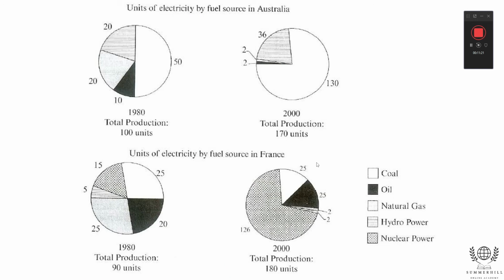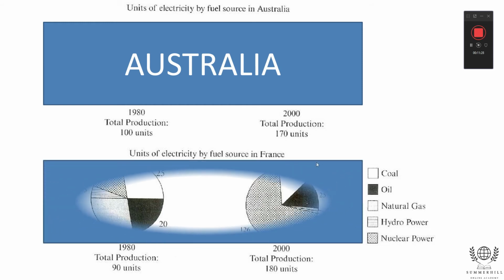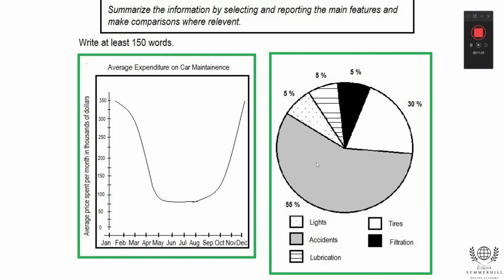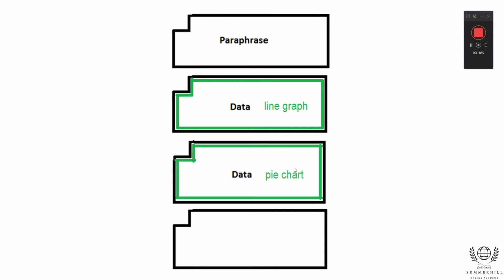Or we could spend one paragraph talking about just trends in Australia in 1980 and 2000, and maybe just the different trends in France in 1980 and 2000. So in the first step, we're just trying to divide the information. And here we got 2 graphs, 2 charts, making it pretty easy for us. We know that we're going to spend 2 body paragraphs describing the data, and we're going to spend 1 paragraph talking about the line graph and 1 paragraph just talking about the pie chart, right?